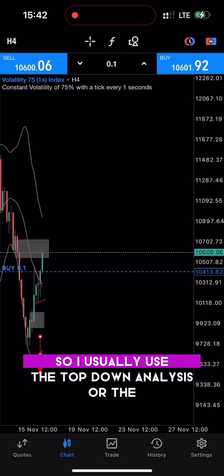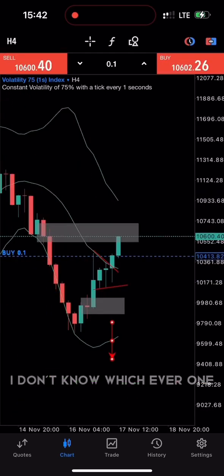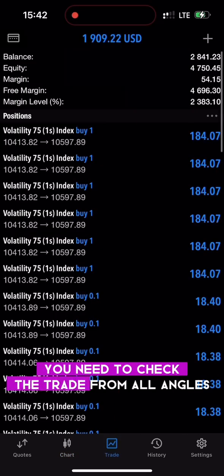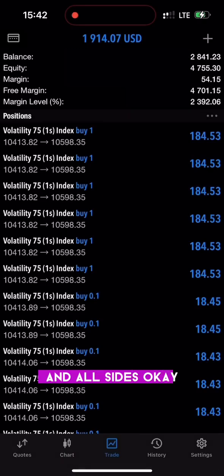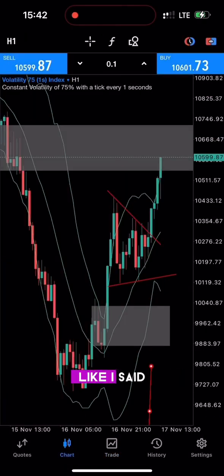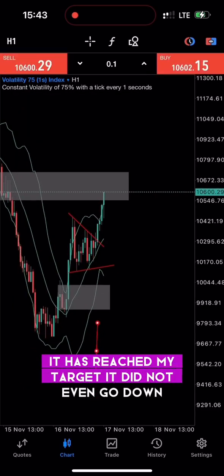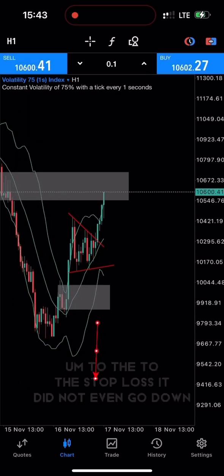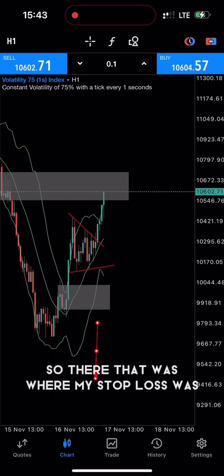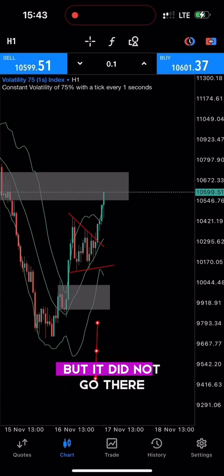So I usually use the top-down analysis or the down-up, I don't know which. They all work. You need to check the trade from all angles and all sides. Okay, so I'll close now. So we are in 4.7, like I said. It has reached my target. It did not even go down to the stop loss. So there, that was where my stop loss was, but it did not go there.